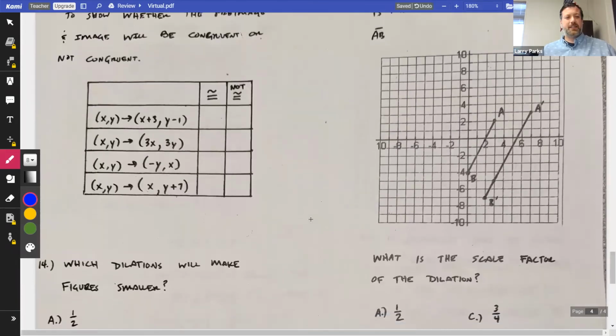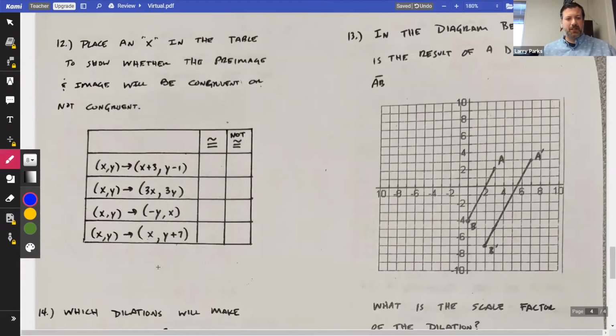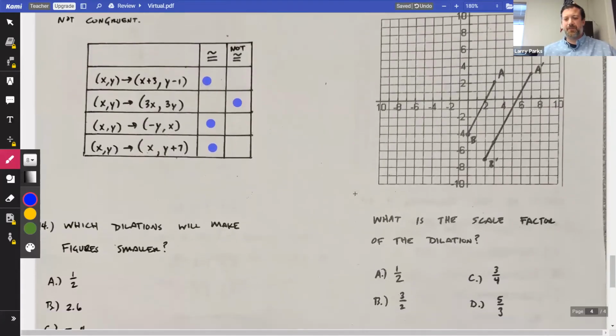All right, place an X in the table to show whether the pre-image and image will be congruent or not. This is called a translation. That would be congruent. This is a dilation. It makes it bigger by a scale factor of 3, not congruent. This is a type of reflection, congruent, and that's a translation, congruent. So the only time it's not congruent is when you do a dilation.